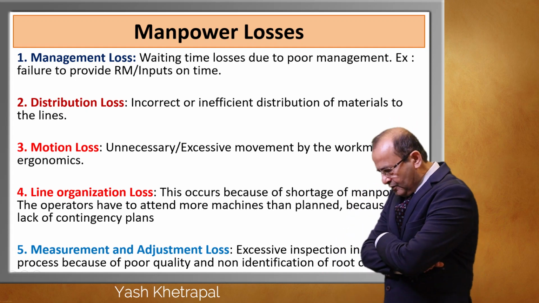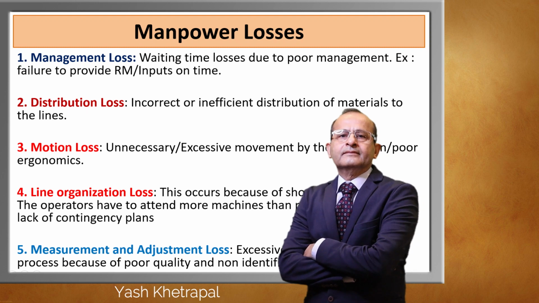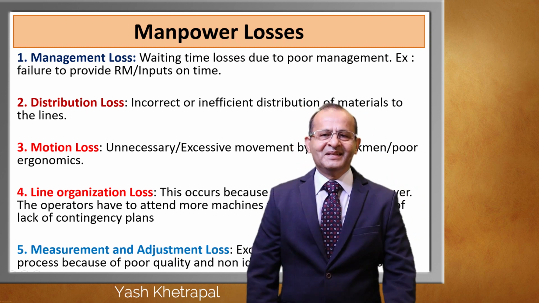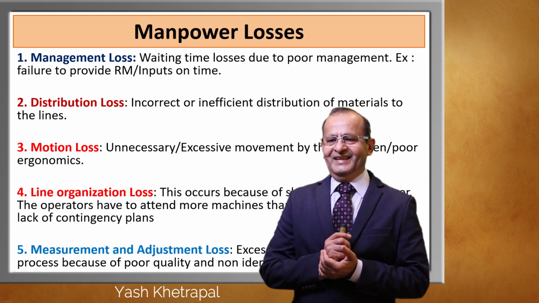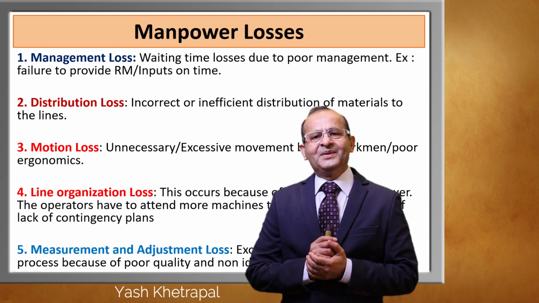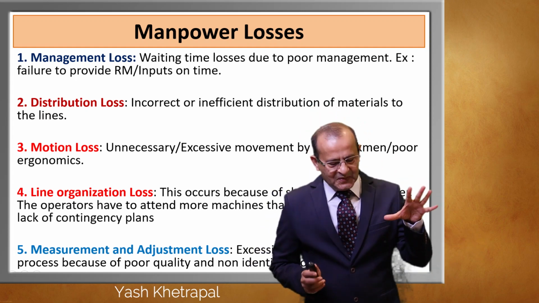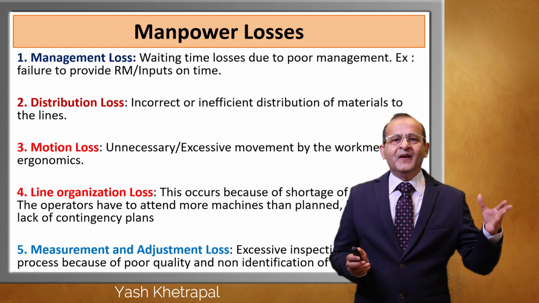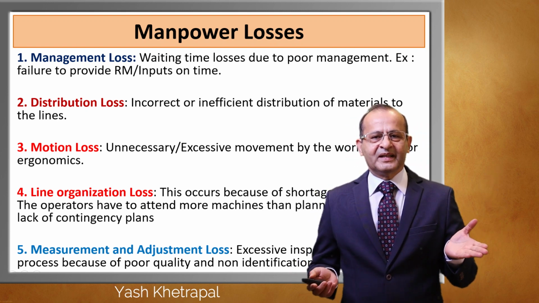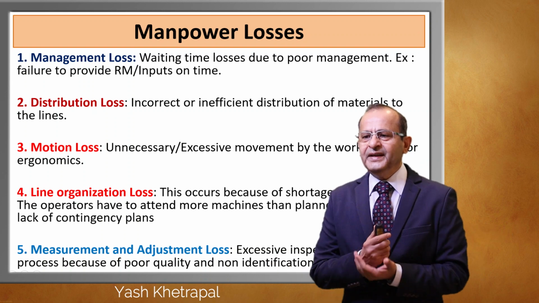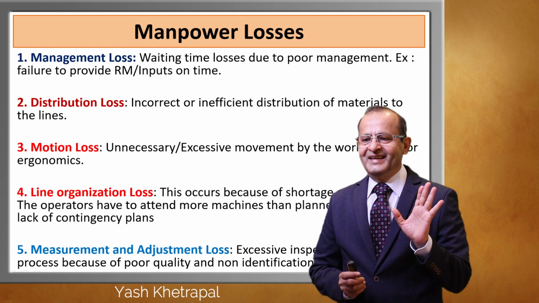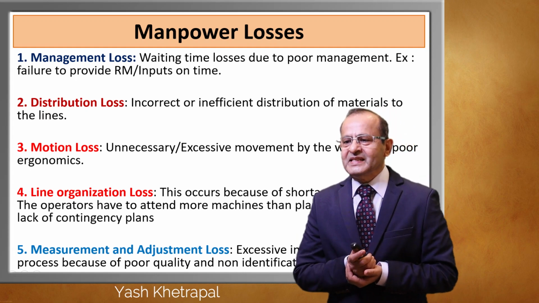Motion loss: unnecessary or excessive movement of the workman. This is called motion loss, poor ergonomics, etc. Line organization loss: shortage of manpower. A poor supervisor running, saying, I need 2 people, can you give me? Unless I get manpower, I can't start my line. Fair. Line organization losses.